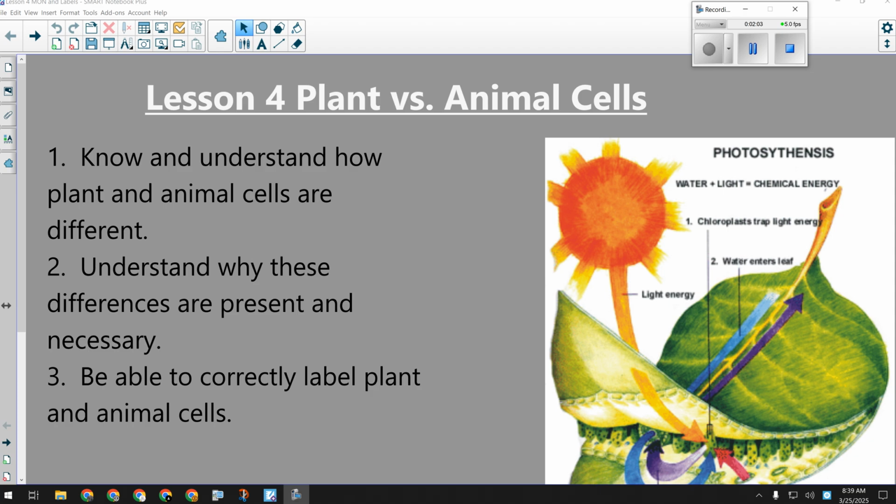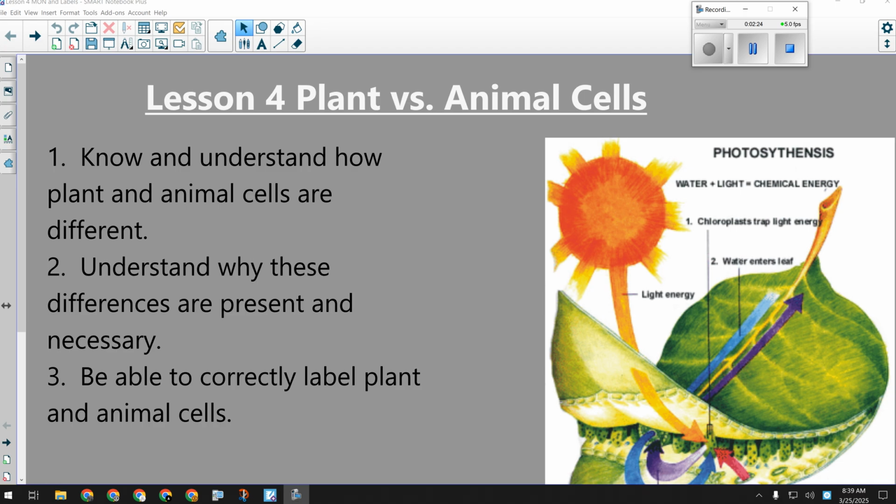All right, so we're going to look at plant and animal cells. We're going to look at similarities. We're going to look at differences. Why are those differences present? Why are the similarities present? So that's points 1 and 2. And then obviously after that, correctly label plant and animal cells. That'll be a big deal moving forward after this week as well.